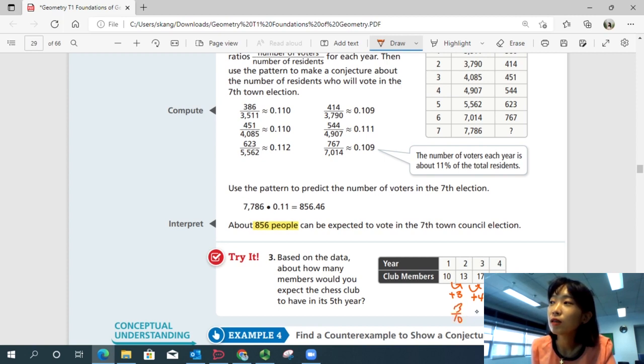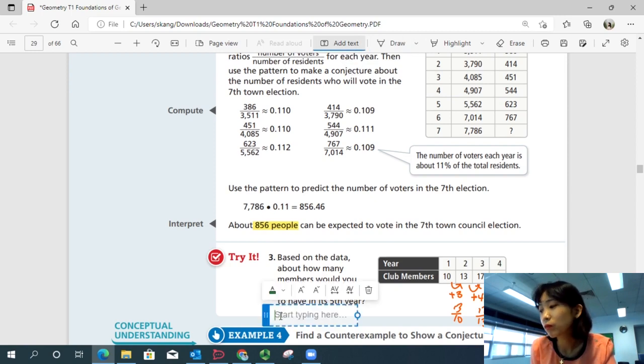13 over 10, is it the same as 17 over 13? Or is it approximately the same as 22 over 17? So you can decide which inductive reasoning you're using and what kind of pattern you're using. But you need to be strategic about that. So the answers could actually vary. You just need to be able to reason it out well.